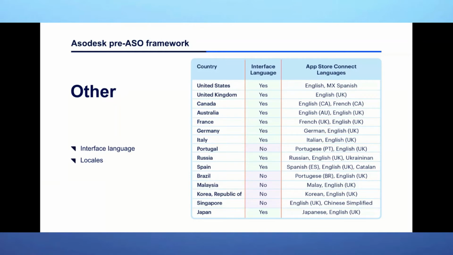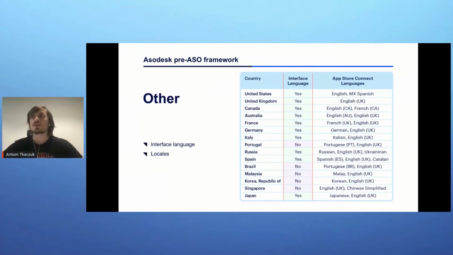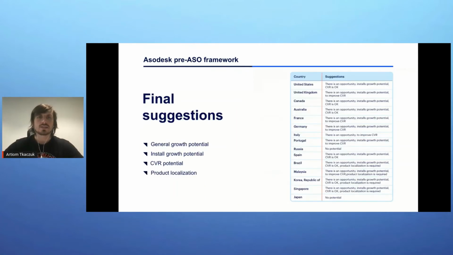We have almost 500 characters for keywords for Russia. So this gives additional points to Russia to be prioritized in our organic traffic marketing activities. And the last point of the framework is the final suggestions.